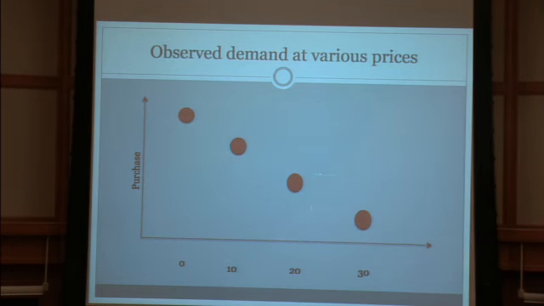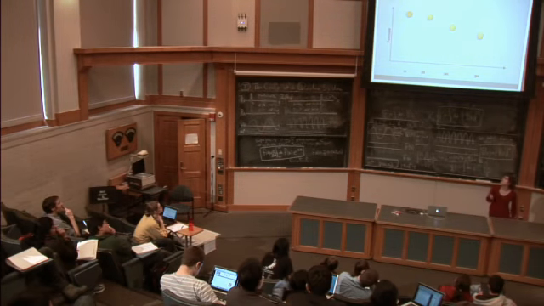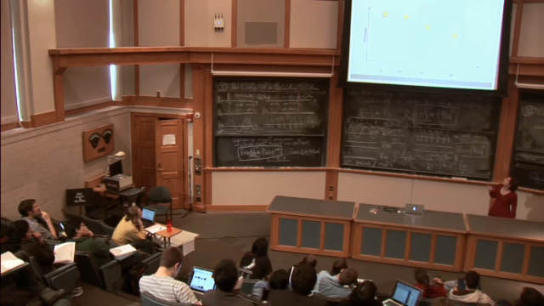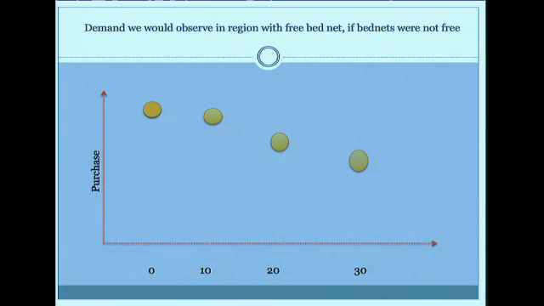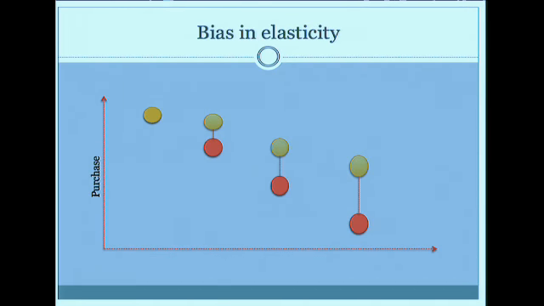But let's say God had given us the demand we would observe in the region with the free bednet, if bednet were not free. So that's the demand we would observe in this highest malaria region. It also decreases with price, but less than we see in reality. And why does it decrease less than we see in the data? The yellow dots.